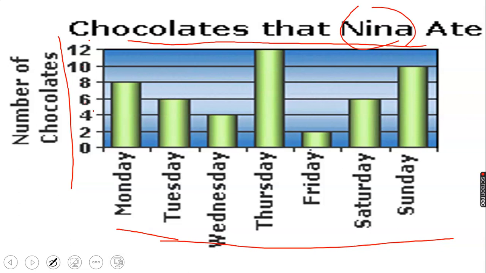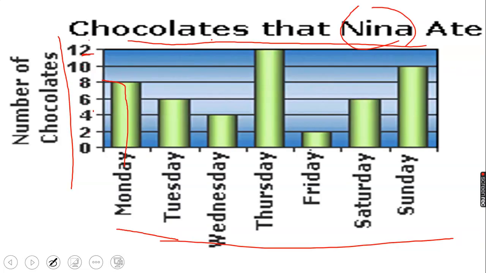So if any of these pictures are in between 2 and 4, you know it's 3. In between 4 and 6 is 5. In between 6 and 8 is 7. In between 8 and 10 is 9. And in between 10 and 12 is 11. Now let's quickly go. On Monday, how many chocolates did Nina eat? Okay, go down, trace it down. We have 8. So on Monday, we have 8.